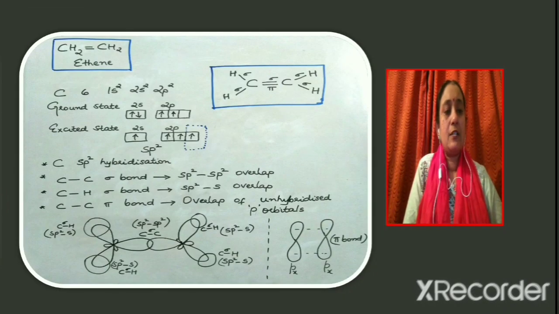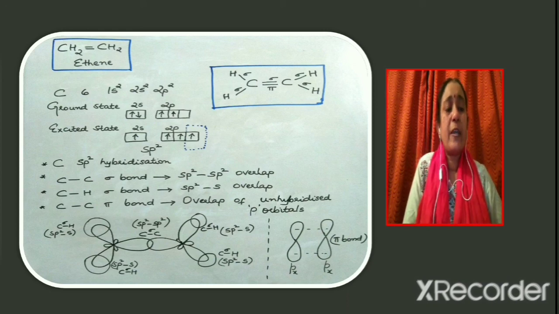Consider ethene, CH2 double bond CH2. The structural formula of ethene is given. From the structural formula, it is clear that each carbon has to form 3 sigma bonds and 1 pi bond. The pi bond is formed by the sideways overlap of the orbitals. Consider carbon, atomic number 6. Its electronic configuration is 1s2, 2s2, 2p2. The ground state electronic configuration can be shown as 2 electrons in the 2s orbital and 2 electrons in the 2p orbital. In the excited state, 1 electron from the 2s orbital will be promoted to the vacant 2p orbital.